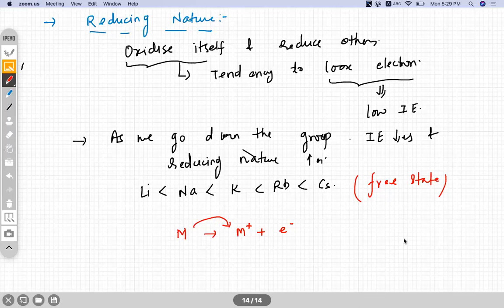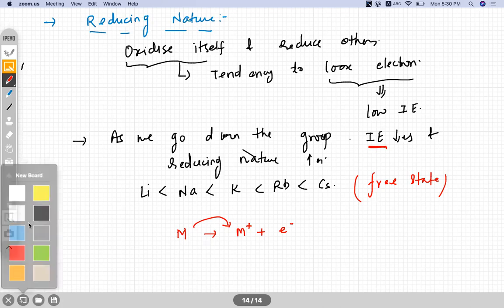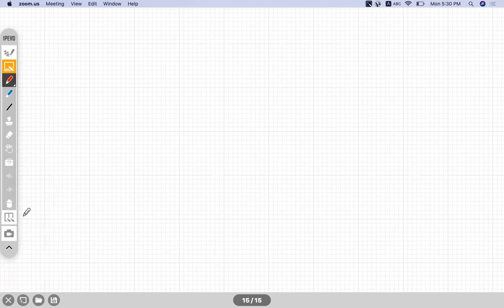Correct. Okay. So when you talk about this reducing nature in the gaseous state, free state, the concept that you are using is ionization energy here. But ionization energy is not the only factor when we consider this in aqueous state, in solution, right? So write down the next thing here. However, the tendency to lose electron in solution depends upon many factors.